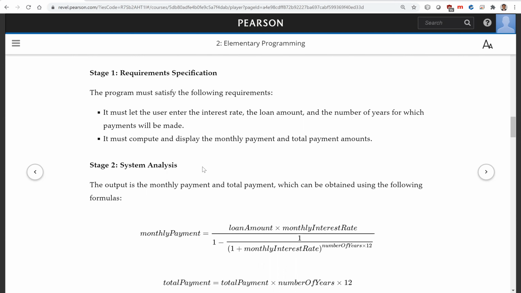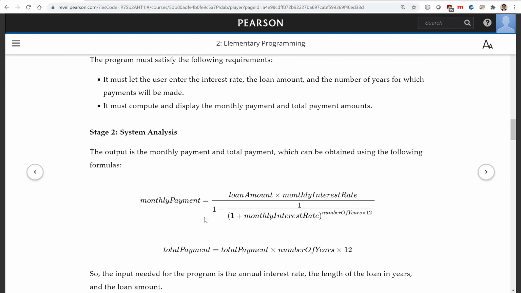For the system analysis now, the output is the monthly payment and total payment, which can be obtained using the following formula. For computing the monthly payment, we need the loan amount, the monthly interest rate, and the number of years. So we get the input.